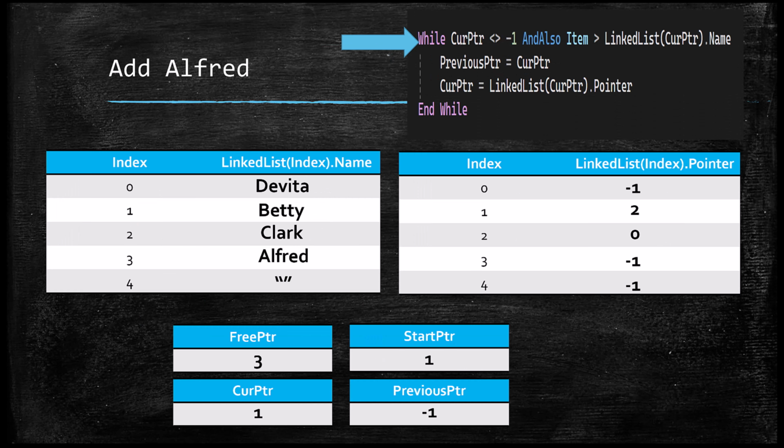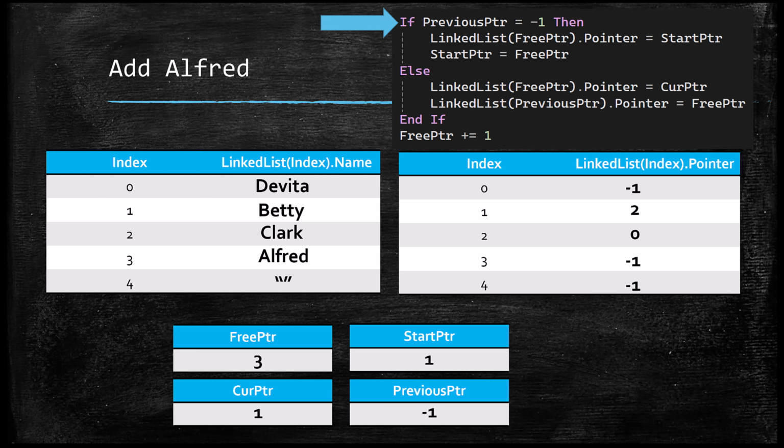So we head over to our while loop. Our current pointer is not equal to -1. That checks out. But the second condition, item is greater than linked list current pointer.name. Alfred's not greater than Betty. That condition is not met. So we jump to these if statements. If my previous pointer is -1, which it is.